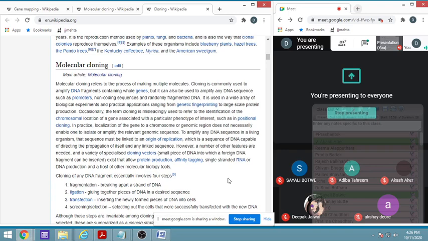The localization of a gene to a chromosome does not necessarily enable one to isolate or amplify the relevant genomic sequence. For amplification of any DNA sequence in a living organism, that sequence must be linked to an origin of replication, and then the whole replication activity is to be done. We have various vectors, which are called cloning vectors. These are small pieces of DNA into which foreign DNA can be inserted. This is very important, because the cloning vector idea is now taken into gene therapy.